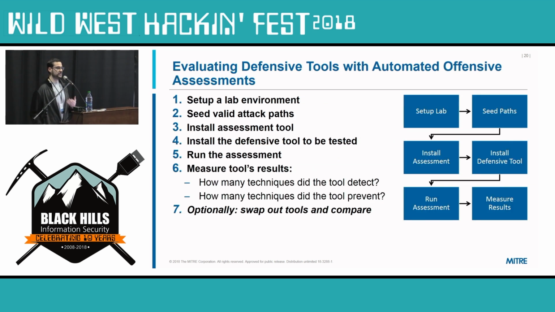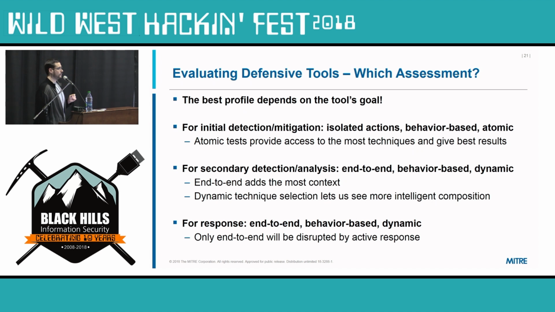You set up a lab environment to in some way mimic your real environment. You seed some valid attack paths. You weaken the network to make sure the assessment does something. You install the assessment tool, install the defensive tool, run the assessment, and then measure the tool's results. Optionally, you can swap out different defensive tools and compare how they each did. Now, the best profile for measuring defensive tools will depend on what the tool is supposed to do.